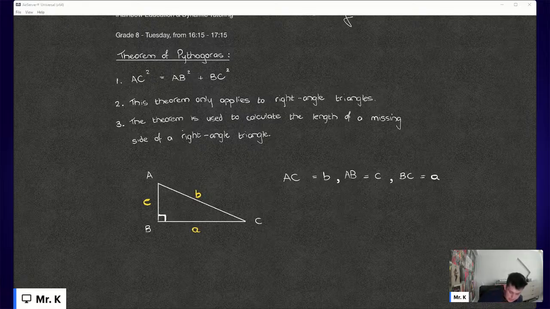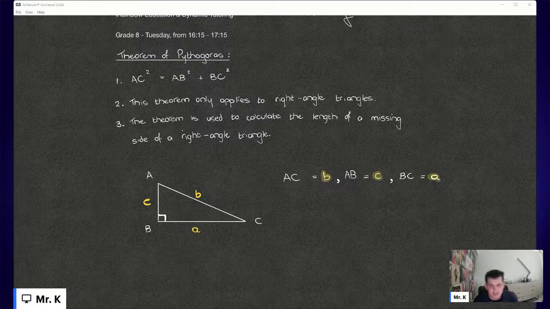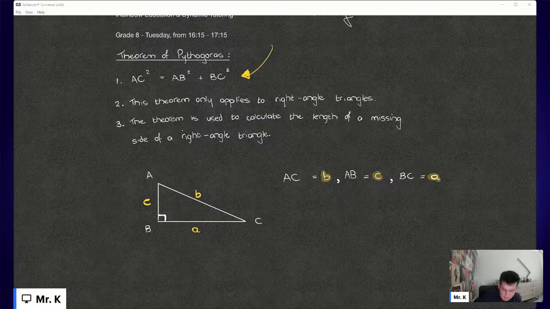All the lowercase letters can be used to represent the different sides of a triangle. But generally speaking, as you can see over here in the theorem that we wrote down, it makes reference to the sides. So AC, for example, is this long side over here.